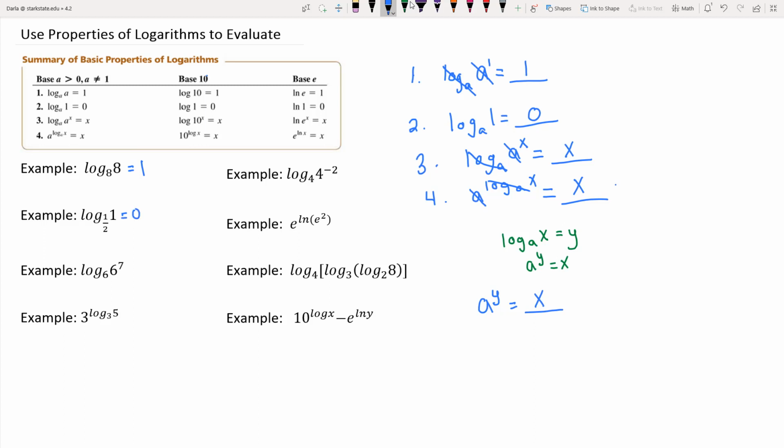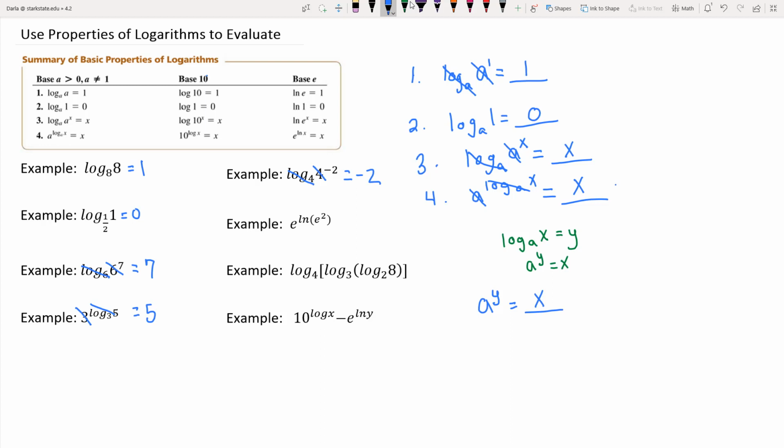I see in this third example I have log base 6 of 6 to the 7th. I can see that I'm composing inverses. I have log base 6 and I have exponential base 6. So that's going to leave me my x, or 7 in this case. The fourth example, I have exponential base 3 and log base 3, so those are inverses composed together, and will leave me my 5. So that's my x in this case. The same thing, log base 4 of 4 to the negative 2, log base 4, exponential base 4, leaves me my x, which is negative 2.